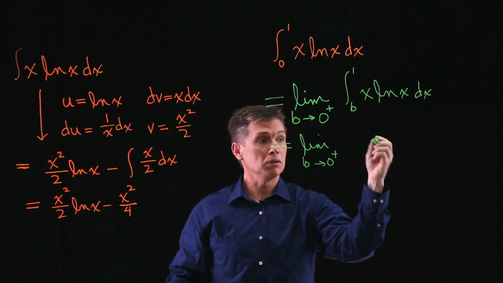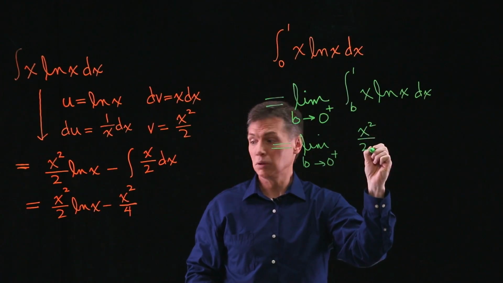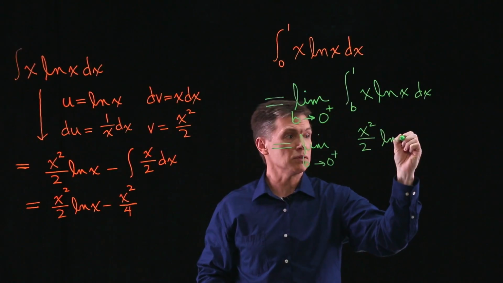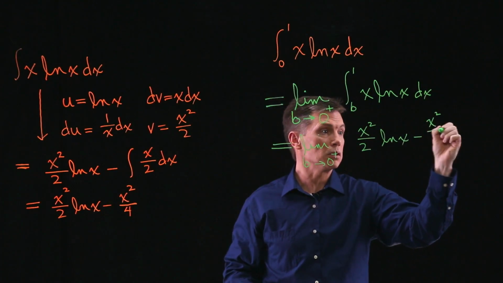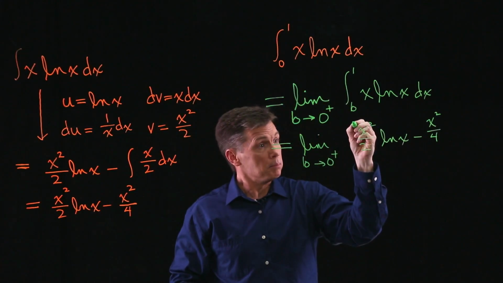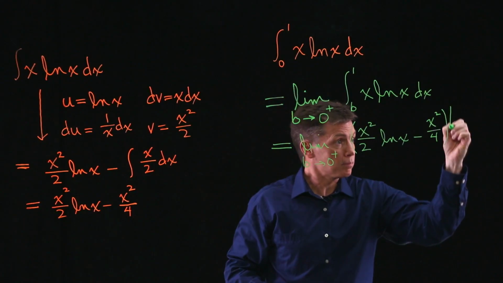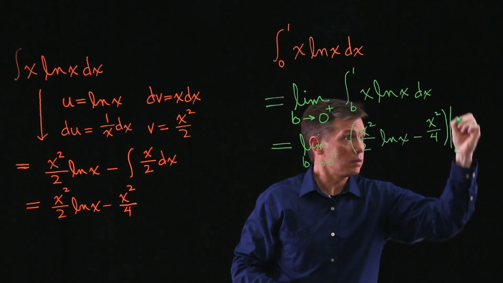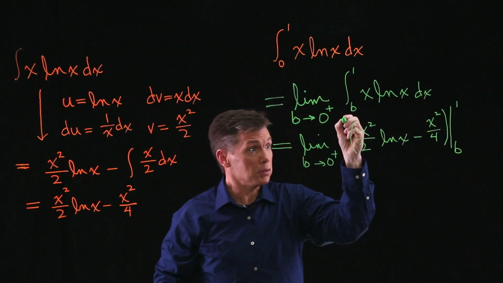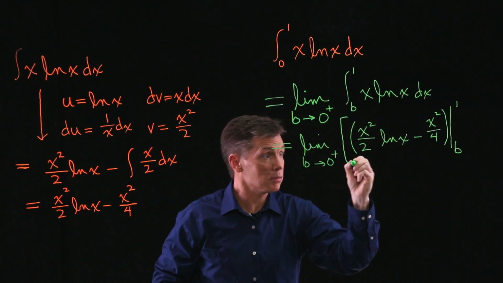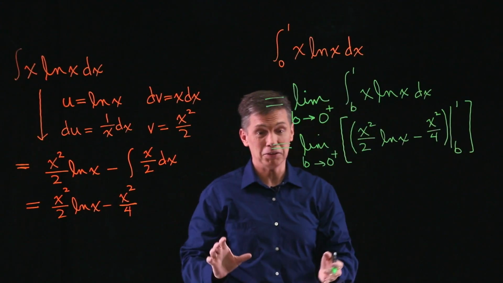I know that this integral ends up being x squared over 2 natural log of x minus x squared over 4, but I need to evaluate all that from b to 1, because it was a definite integral. And then I'll slap some square braces around all of that, because all of that is still inside my limit that I need to do.